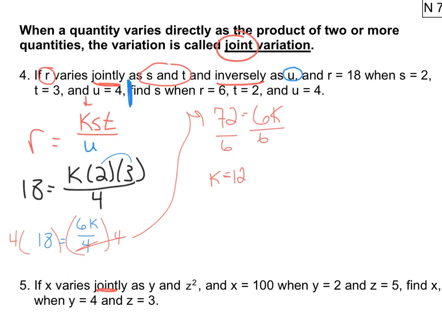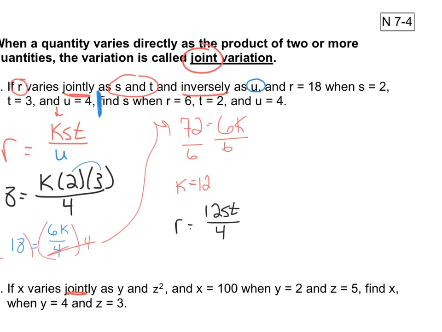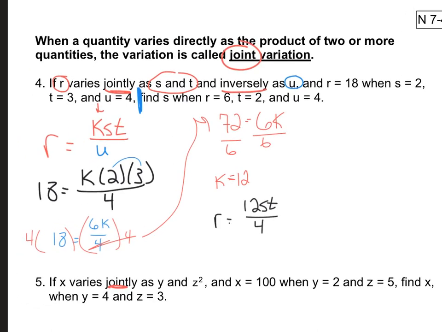Then we just do it all over again, essentially, like we're on the last page. So my actual equation is R equals 12ST over 4. And then I'm going to plug in the rest of them. So it's kind of lengthy. It's really not that hard mathematically. It's probably harder to say it than it is to do it.